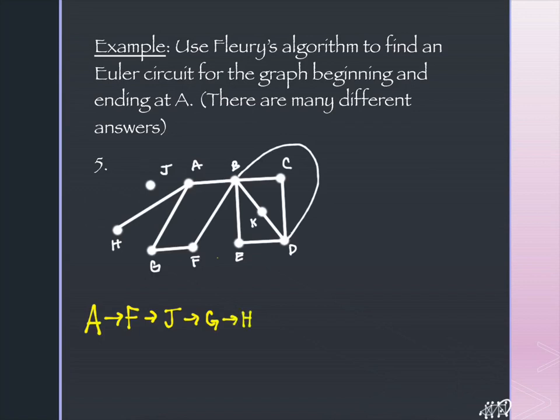And then from H, there's no choice. I have to go to A. And again, it cuts and disconnects my graph, but there was no choice but to do that. Okay, so I'm at A now. Where would you like to go next? Over to B or down to G? B. All right, so we're going to go over to B.